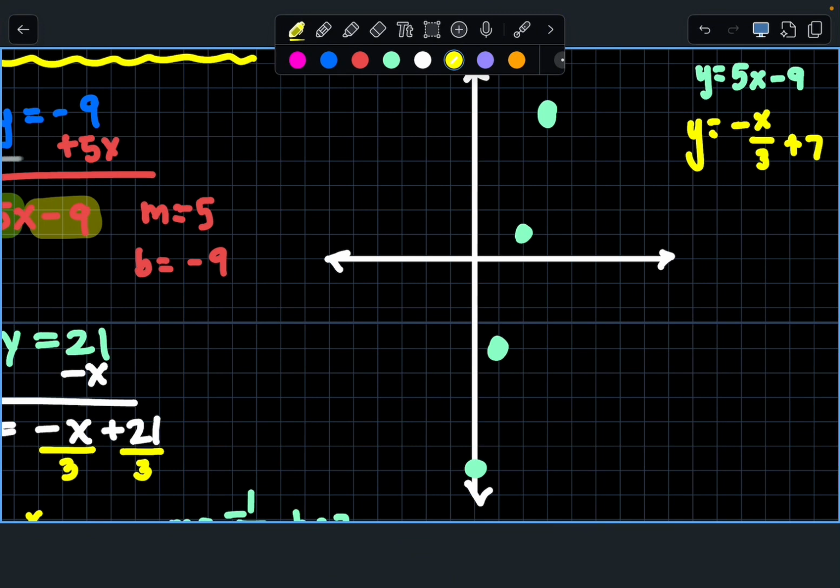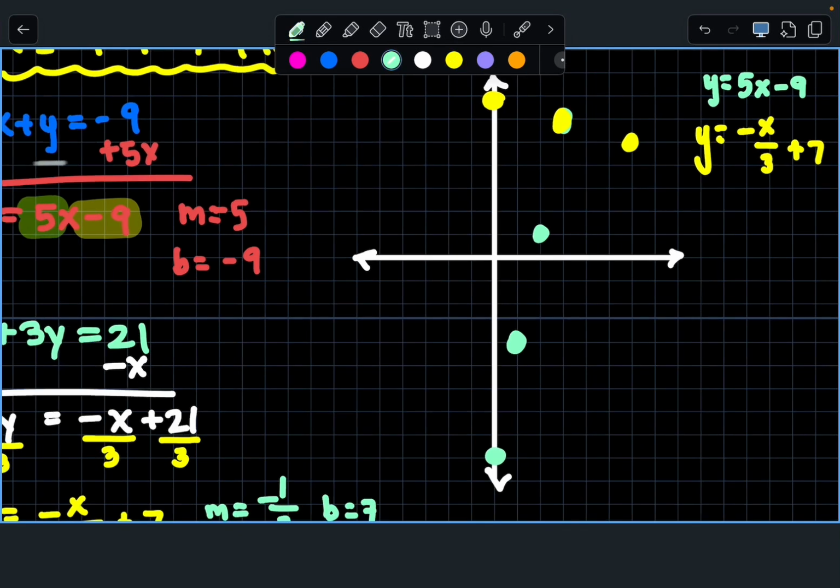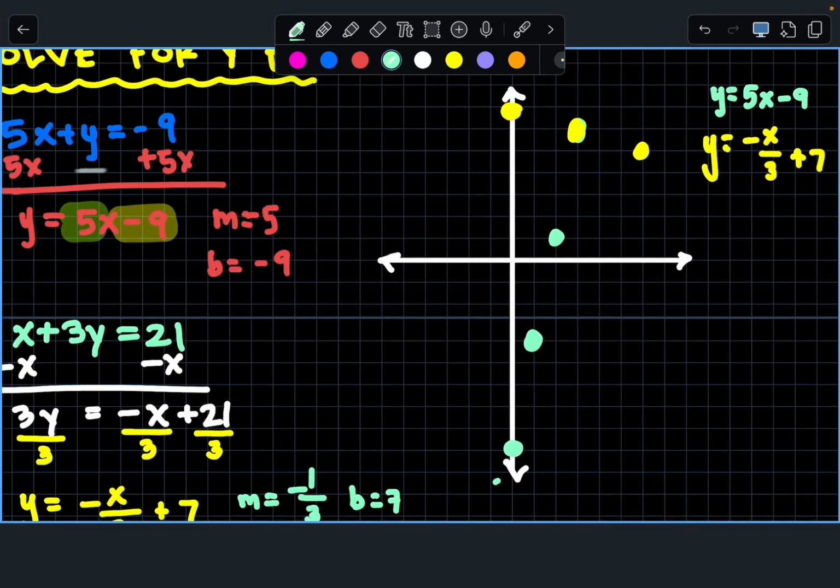So we're starting at 7. 1, 2, 3, 4, 5, 6, 7. Down 1, over 3. Down 1, over 3. And I think that's all we have space for. Let's connect our points.